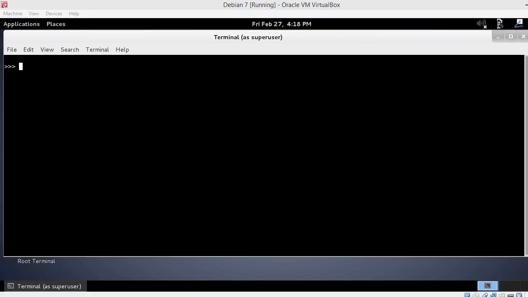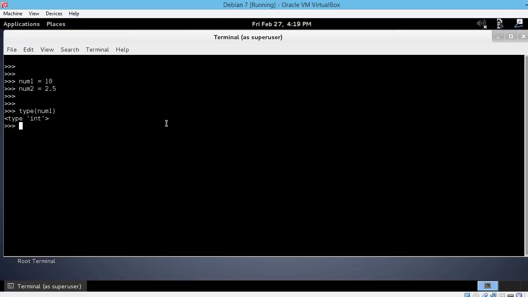So let's define a variable and assign it an integer and another variable associated with a float. By the way, the float type refers to real numbers having a decimal point written in between the integer part and the fractional part. Okay, so let's get to work. Let's say num1 is equal to 10 and num2 is equal to 2.5. So we have an integer and a floating point number. Let's use the type function to confirm this. So type of num1 is indeed an integer. Type of num2 is indeed a float.